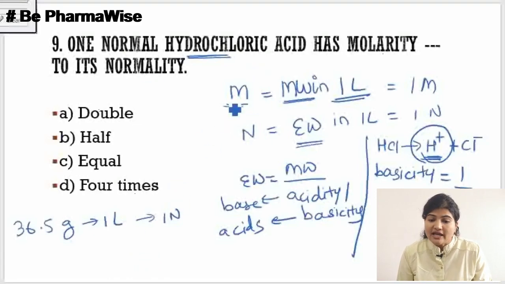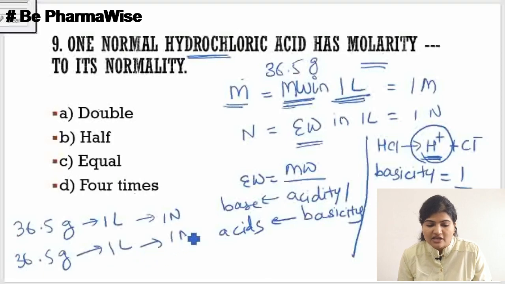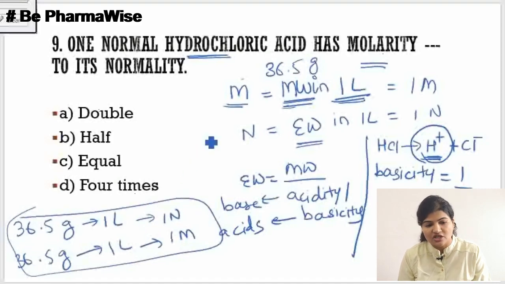Now molarity, what is molarity? Molecular weight dissolved in 1 liter gives you molarity. So what is the molecular weight of HCl? It is again 36.5 gram. So if I dissolve 36.5 gram in 1 liter to make 1 liter solution, it will be 1 molar. Now you can see in both the cases you have dissolved the same amount of substance in the same volume of solution. So one normal HCl has molarity equal to its normality.